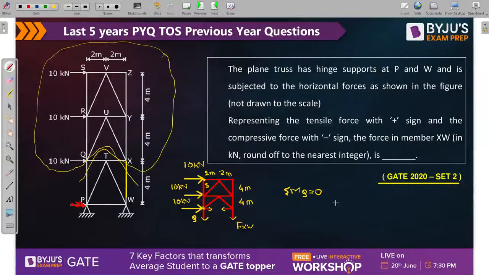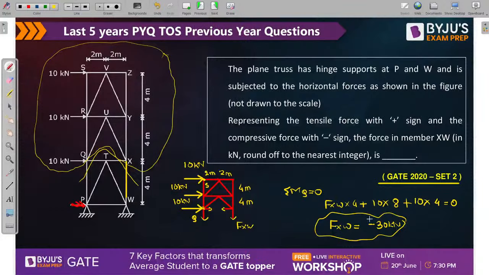So let us write it down. Fxw multiplied by 4 plus 10 into this distance, which is equal to 8, plus 10 into this distance, it is 4, and it should be equal to 0. So Fxw is equal to how much? Kindly calculate this. 10 into 8 plus 10 into 4 divided by 4. So we are getting a value of minus 30 kilonewton, and that is our answer.